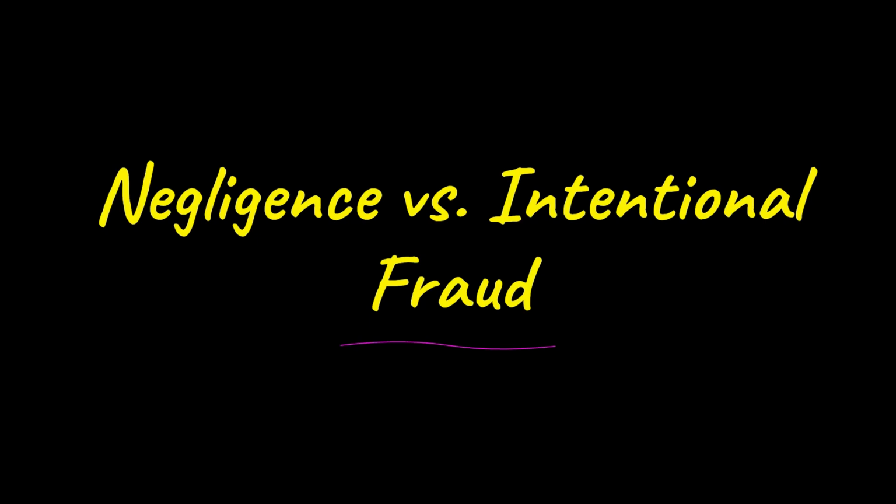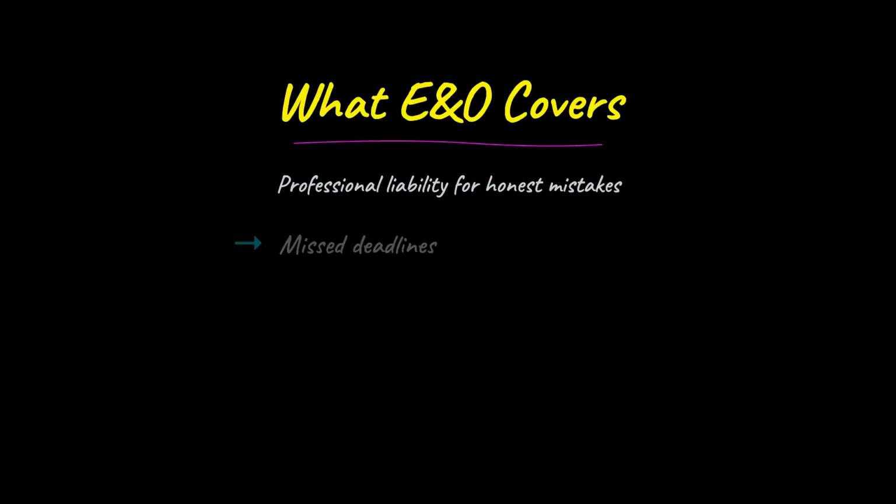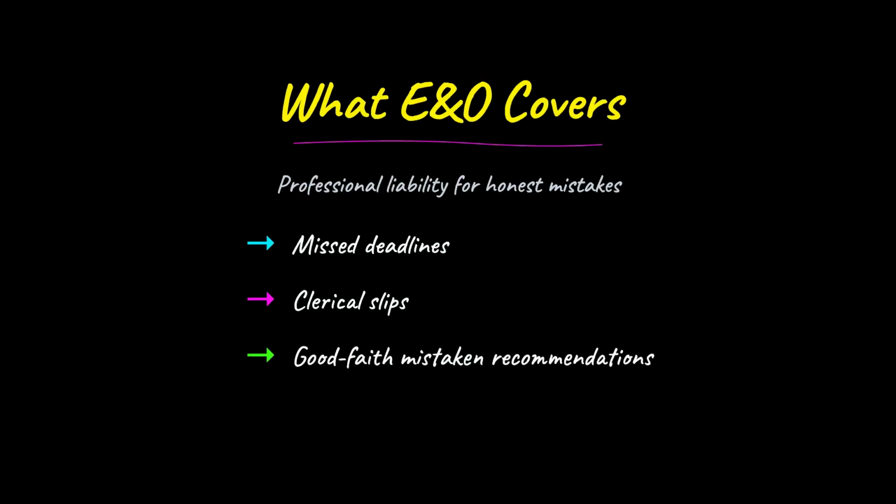Errors and omissions insurance protects producers against claims of honest mistakes, but it draws a hard line at deliberate wrongdoing. Understanding that line is the key to mastering this topic. Competent professionals still cause harm through ordinary human error: missed deadlines, clerical slips, good faith but mistaken recommendations, or forgetting to submit an application. E&O coverage lets a producer work without the constant fear that one honest slip will be financially ruinous, much like malpractice insurance for other professions.